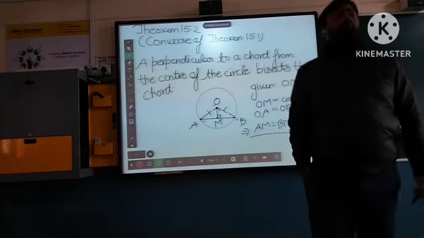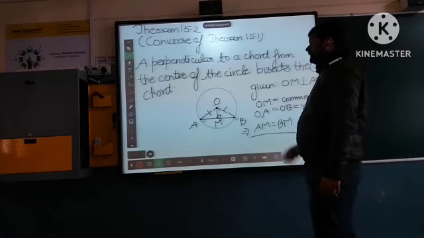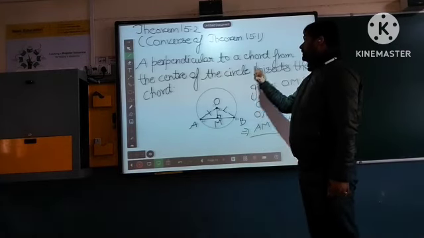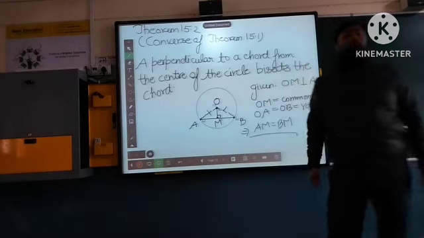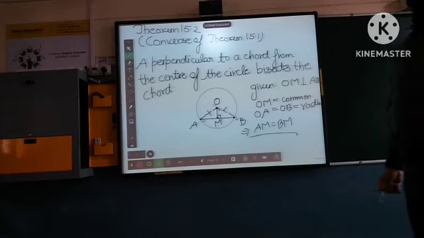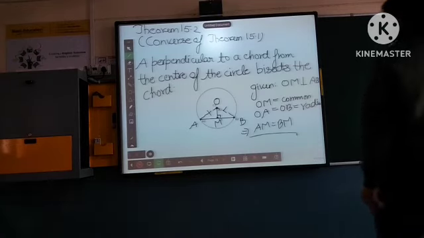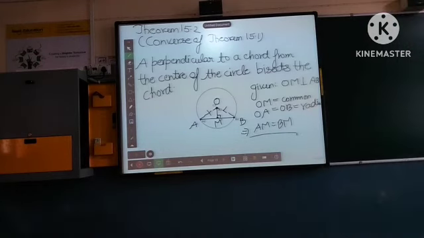Now see, this congruence is proved by the RHS criteria, and this is the converse of theorem number 15.1. Both these things are used in many questions. We will use it. In the previous theorem, it was initially equal. The chord was bisected, and that is why that line was perpendicular to the chord. Now here the line is perpendicular, and that line is bisecting the chord.